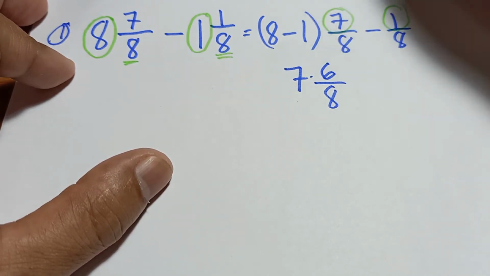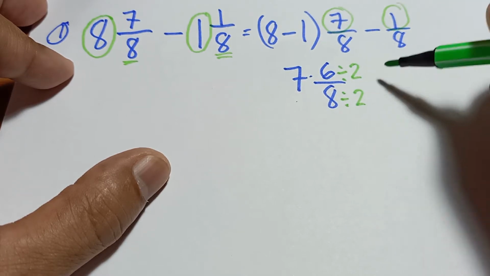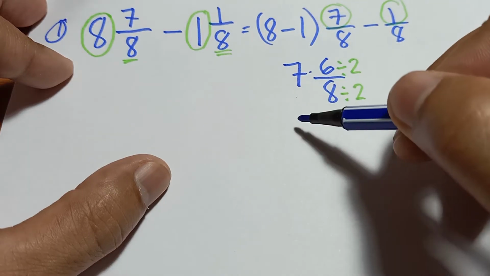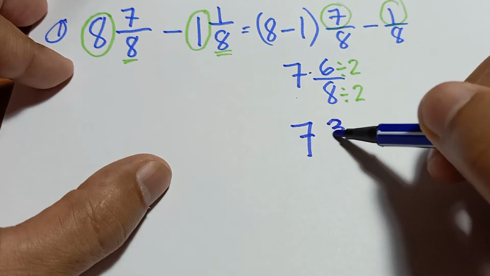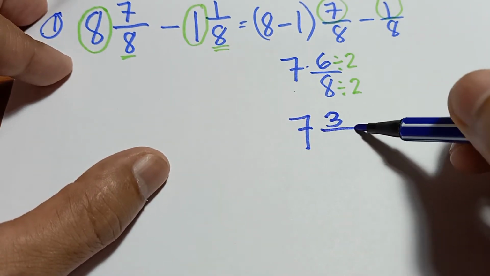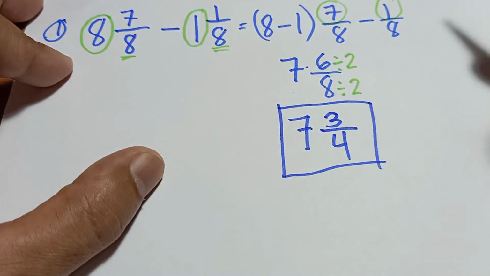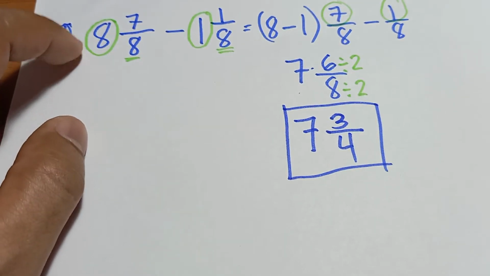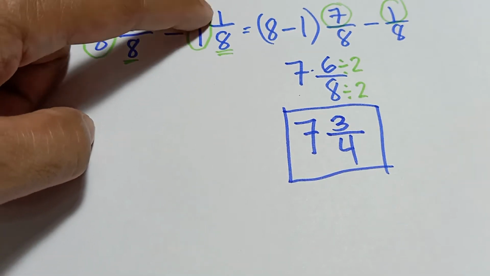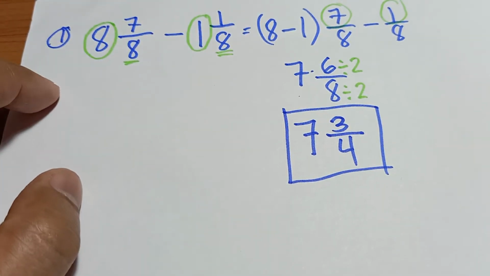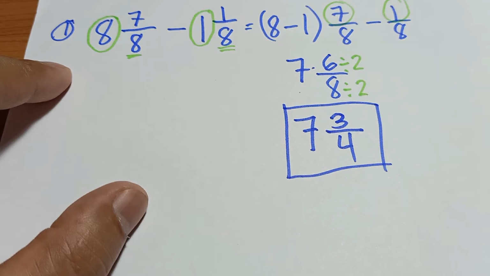We can divide both sides by 2. So the final answer will become 7, then 6 divided by 2 is 3, and 8 divided by 2 is 4. So the final answer is 7 and 3 over 4. That is the answer when you subtract 8 and 7 over 8 minus 1 and 1 over 8. It's quite easy if the denominator is the same.